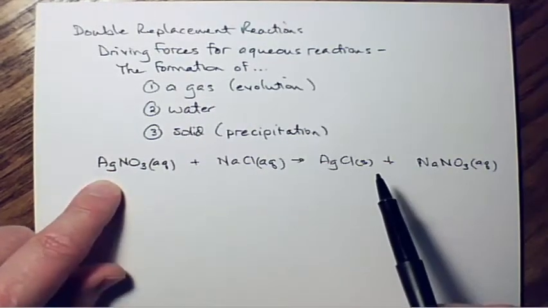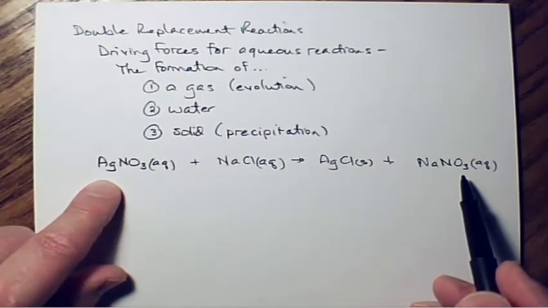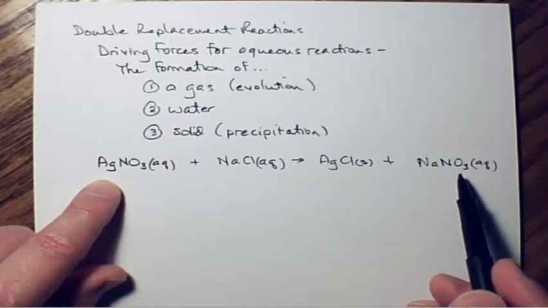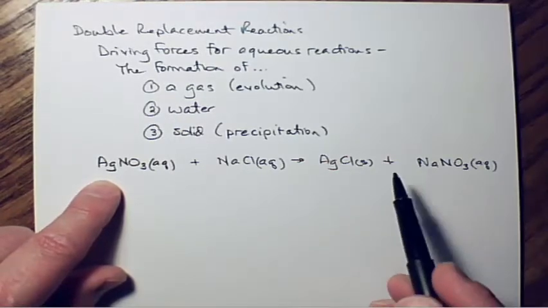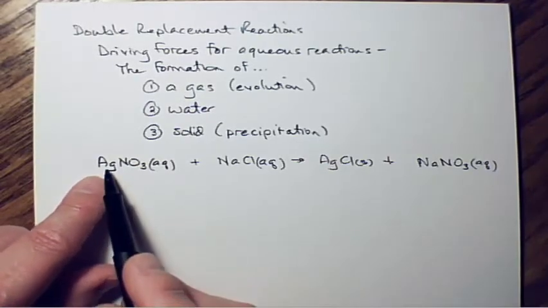In order to figure out if there's a driving force, we have to know what the products might be. Okay? Not what they are, but what they might be. Once we know we have a driving force, then we know what they will be. So right now we're making predictions about what it could be.